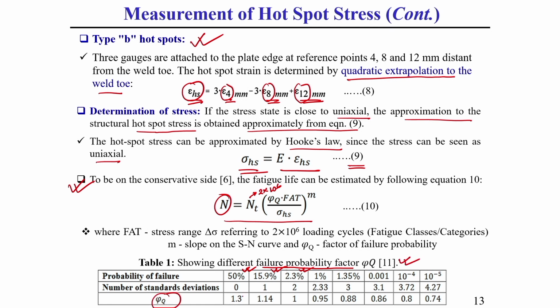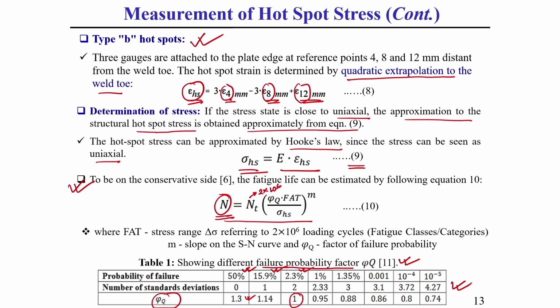You can observe that for 50% failure probability the phi q value is 1.3, and for 2.3% probability this value is 1, like this. If the failure probability gradually decreases, then your phi value also gradually decreases. You can observe this from table 1. With the help of this, we can calculate the number of cycles.